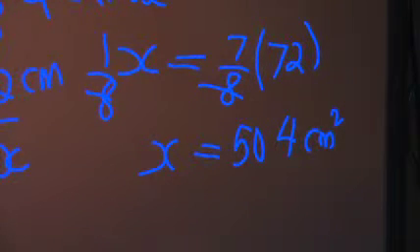Now let's check and see whether this is right. 45 is 1/8 of a circle. So let's divide 504 by 8.